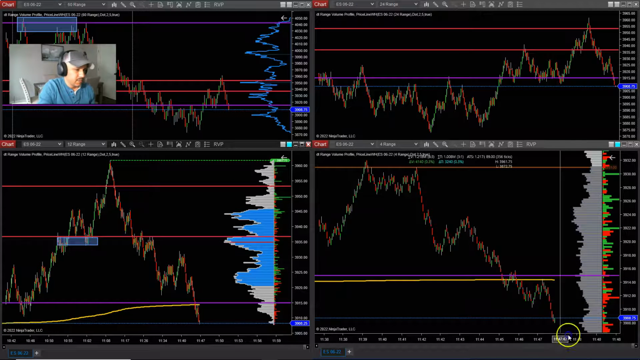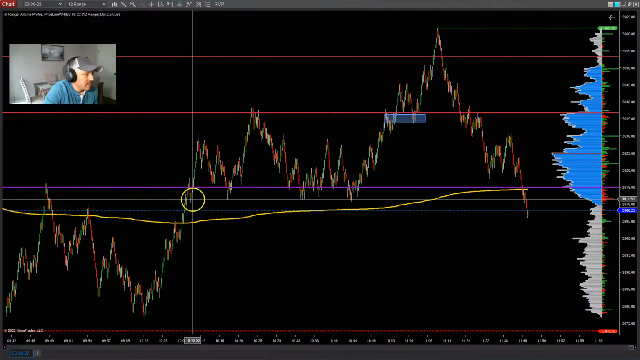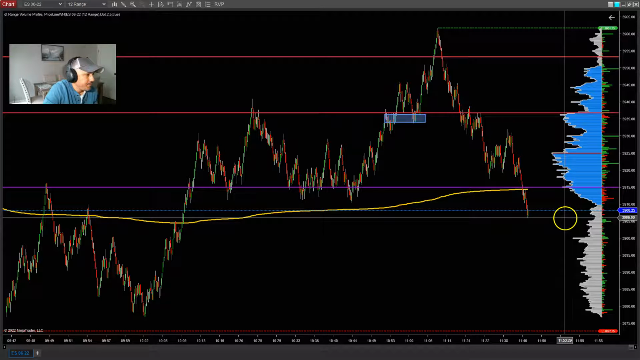Yeah, look at that, blasting lower. All right, took this level here out, breaking through this low volume area.